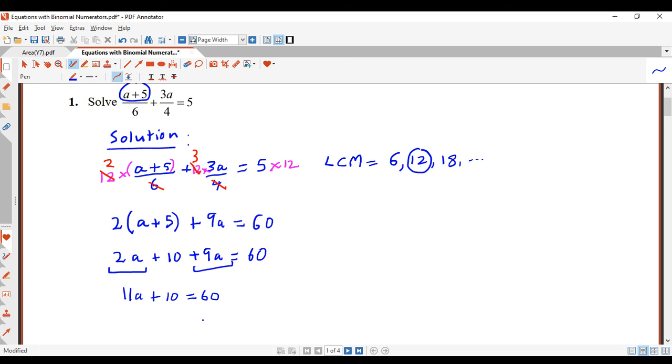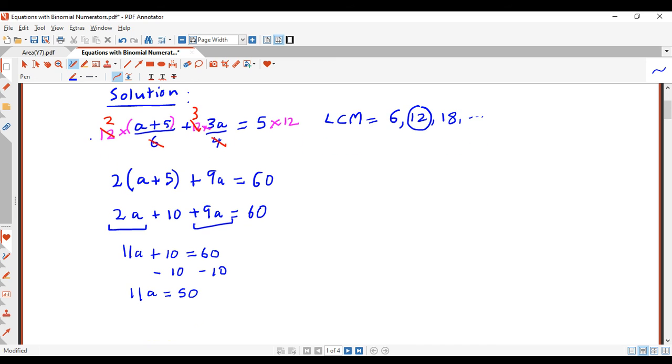And then we have subtracting 10 from both sides, so minus 10 and then minus 10. It's going to give you 11a is equal to 50. Now, last step, we want to get rid of the 11 next to the a here. Don't forget that there's a times sign in between the 11 and the a. So to get rid of times 11, I have to divide by 11, and I have to do that to both sides.